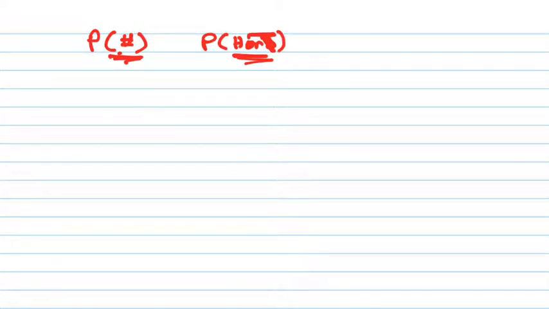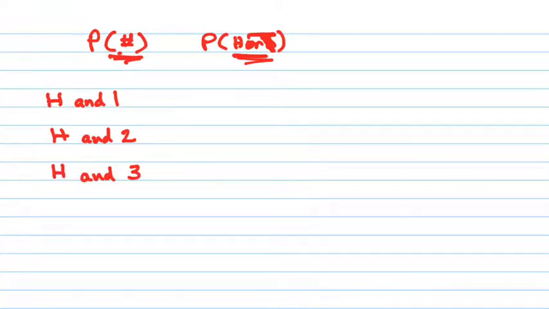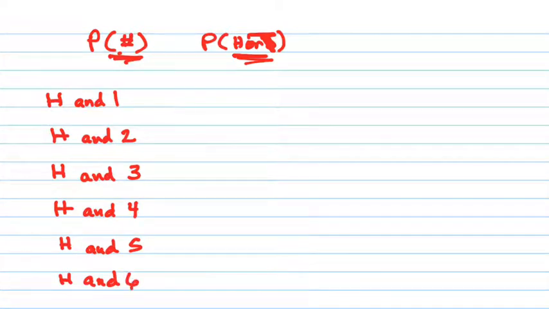So, let's say I could get a heads and a 1. Could I have started with tails? Sure, who cares? I could get a heads and a 2. I could get a heads and a 3. I could get a heads and a 4. I can get a heads and a 5. Or I can get a heads and a 6.